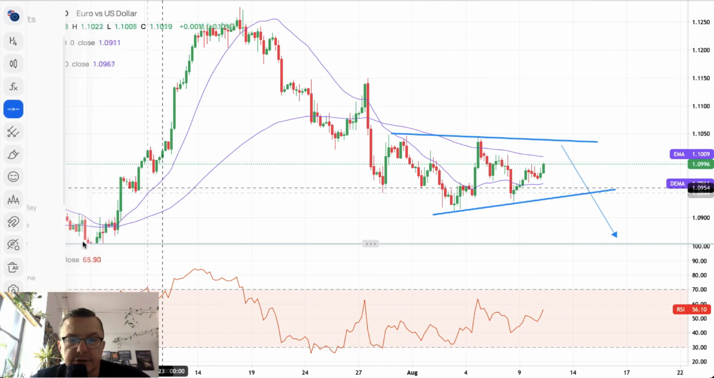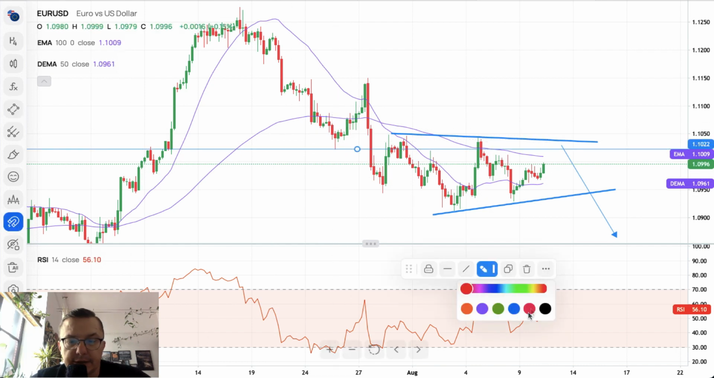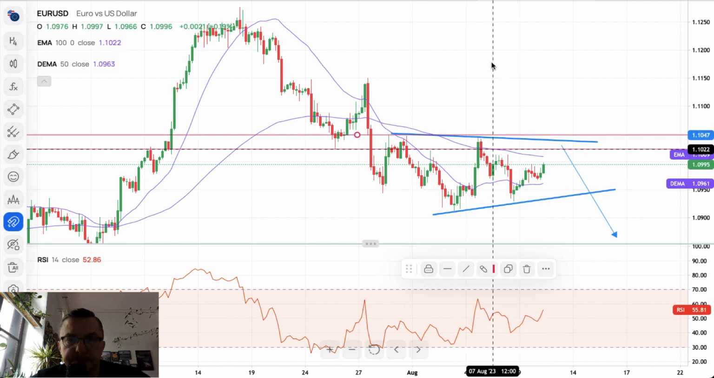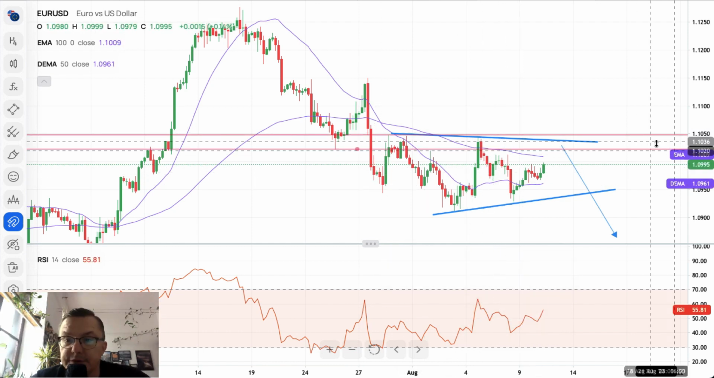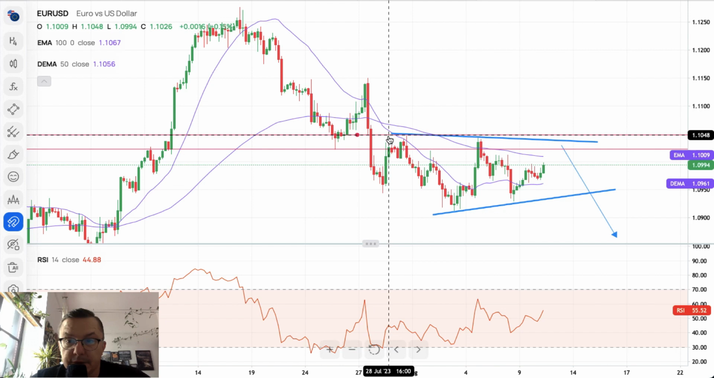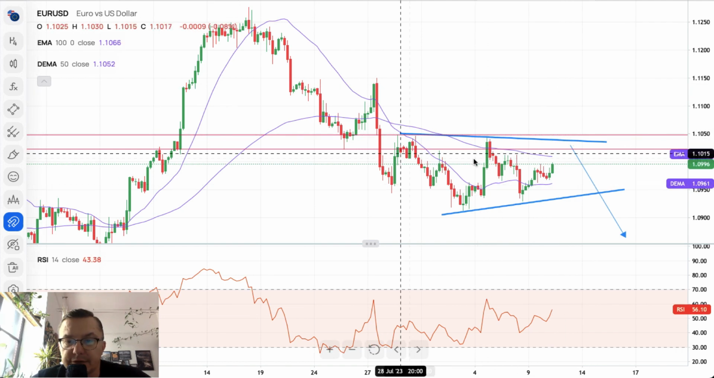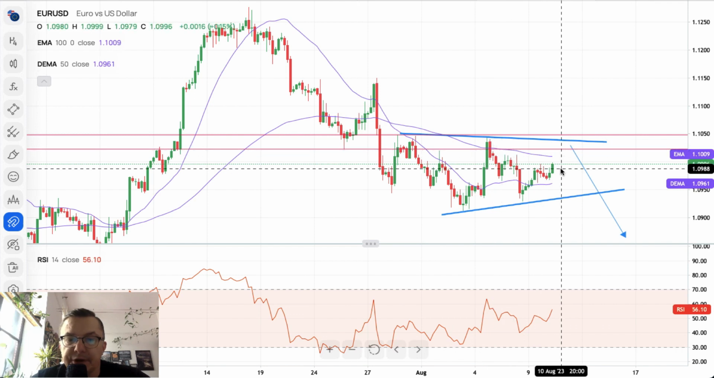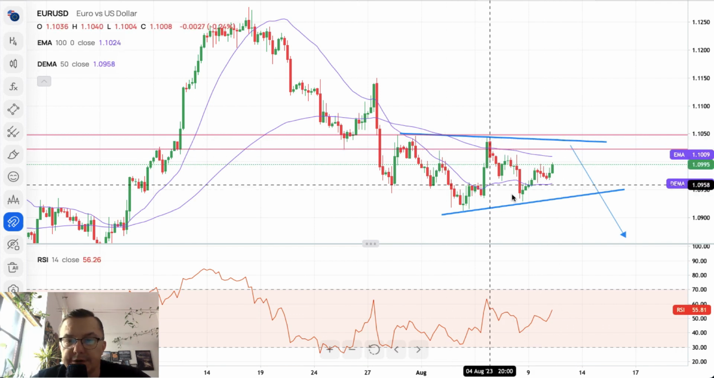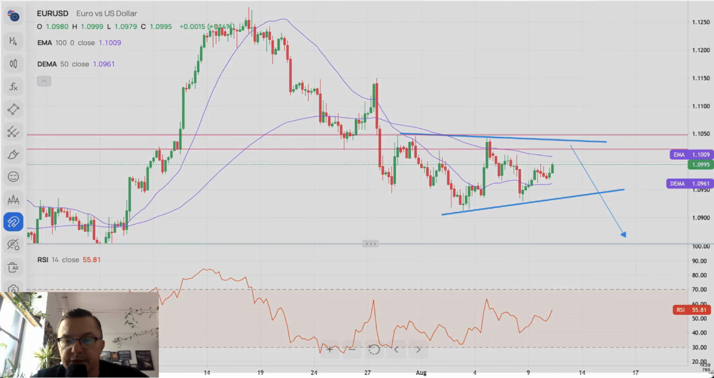So we should expect the market to move lower after the breakout from this pattern. Moreover, we are still trading below this zone here, which is apparently a sort of supply zone. Of course, this zone is located between 1.1022 and, let's say, 1.1048. So as long as we trade below this zone, there is no chance for the bulls to move higher, because every move here, as you can see, has been capped. So the outlook remains rather horizontal to bearish for the euro dollar in the coming hours, maybe even to the end of the week.